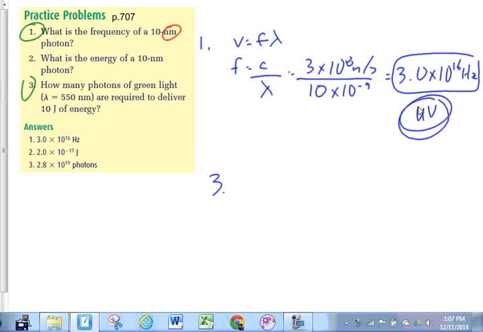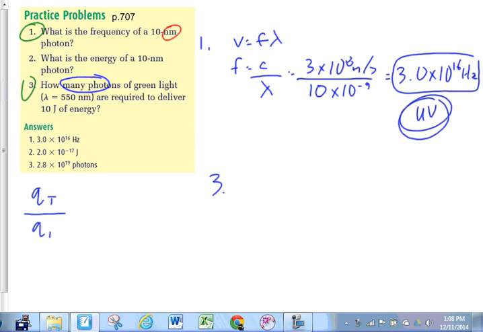How many photons of green light with this wavelength are required to deliver 10 joules of energy? Whenever we're looking for a number, the amount of something, it doesn't matter whether it's photons or electrons or oranges in a bag, we're going to take the total amount and divide it by the amount for 1. If I was finding the number of electrons like I did in Unit 2, I would say the total charge divided by the charge for 1 electron.